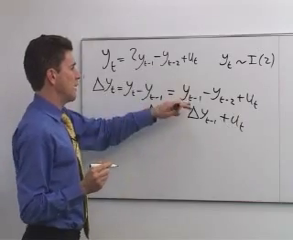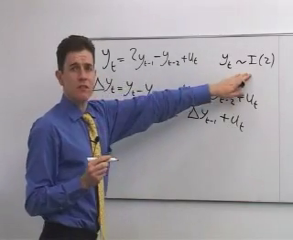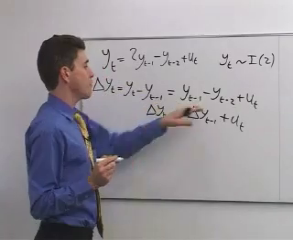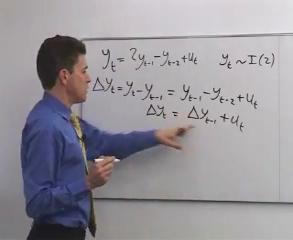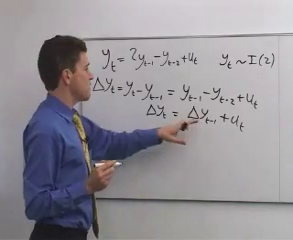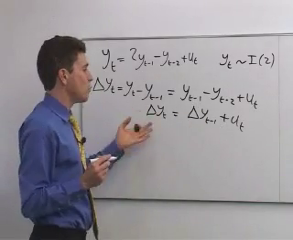Now, what we've done here is to take a series that was integrated of order 2, apply the first difference operator once, and what have we ended up with? Well, you can see, hopefully, that this is exactly the same as a random walk in delta yt.